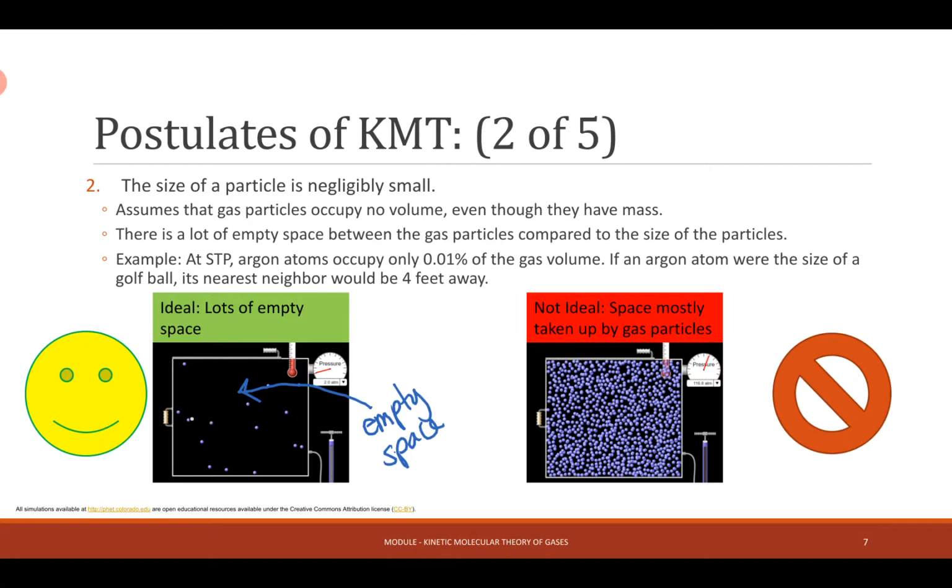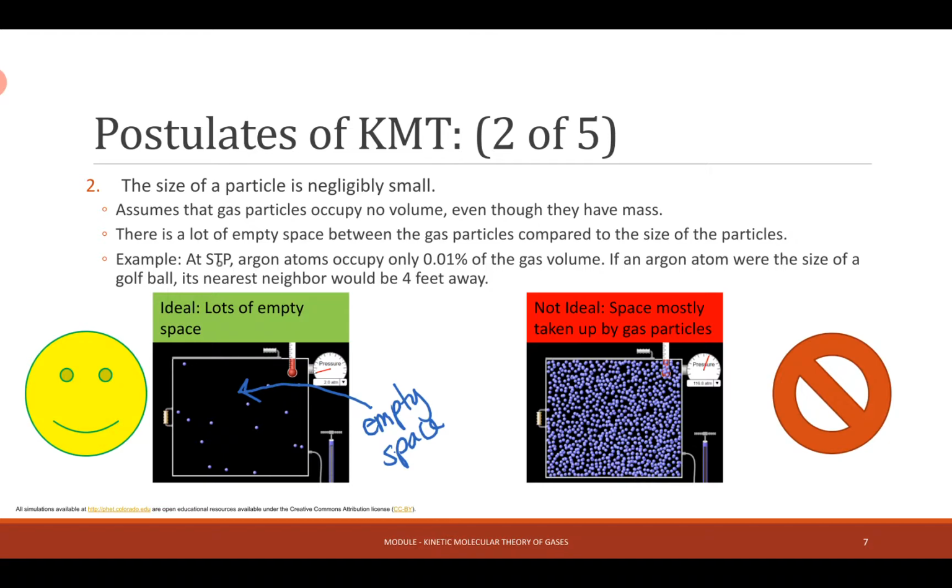and the gas particles indicated by the purple dots are very tiny, and so the percentage of space occupied by the gas molecules is very, very, very small. What's against the kinetic molecular theory of gases is for those gas molecules to occupy the majority of the space.